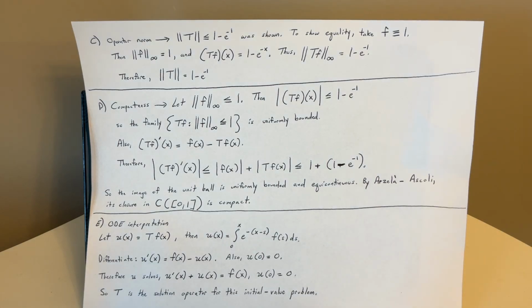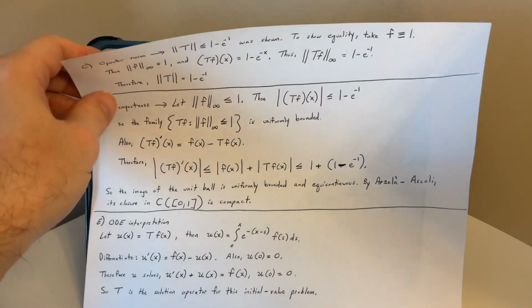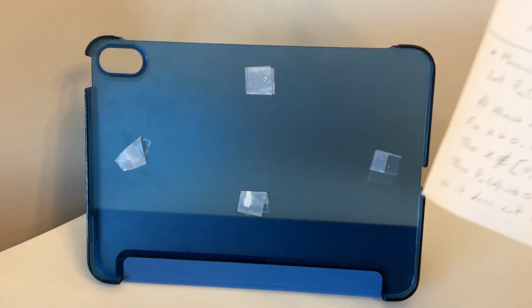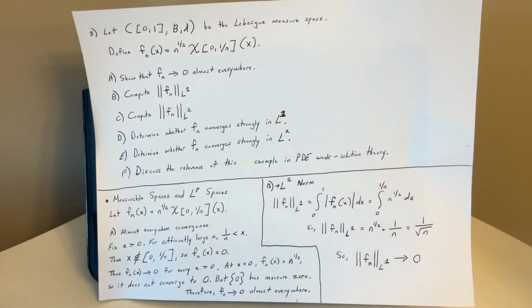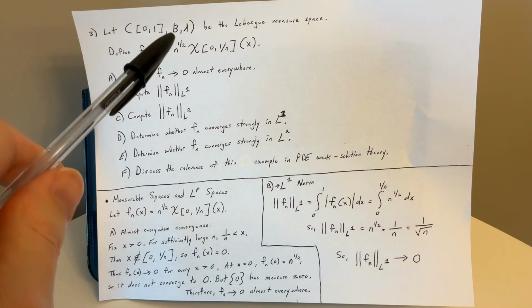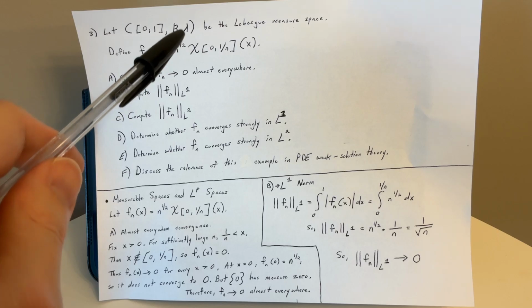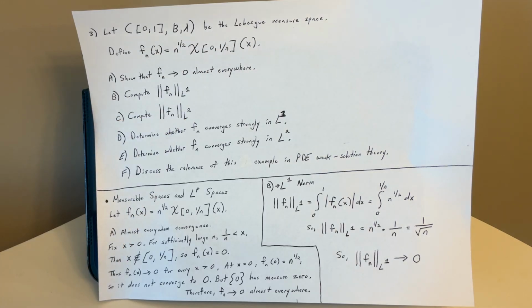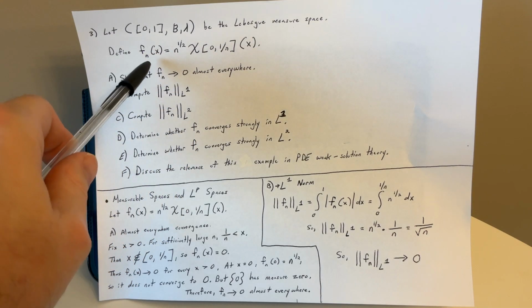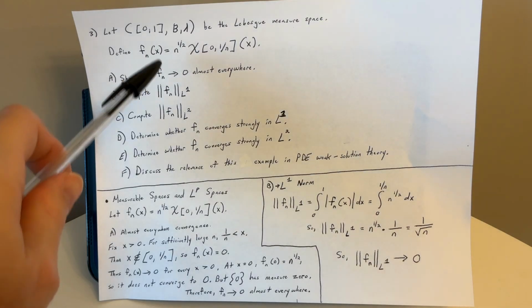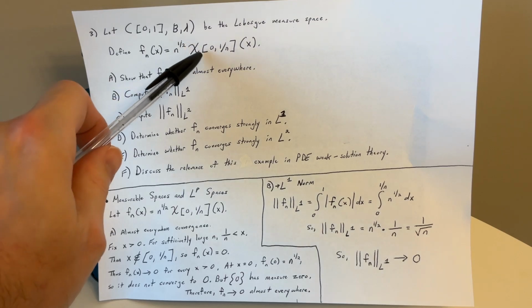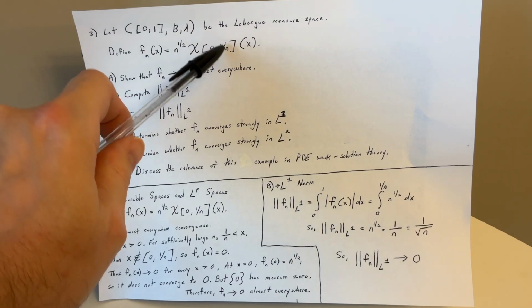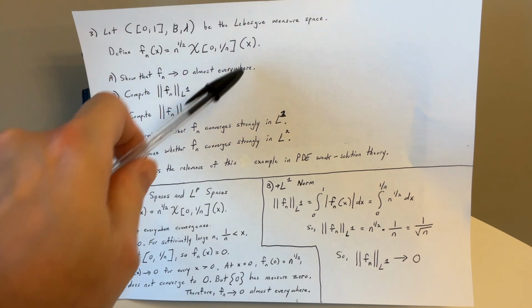Okay, so moving along to number 3. For number 3, we let C01 with beta lambda be the Lebesgue measure space, and define f sub n of x equals n to the 1/2 times chi on the interval 0 to 1 over n of x.